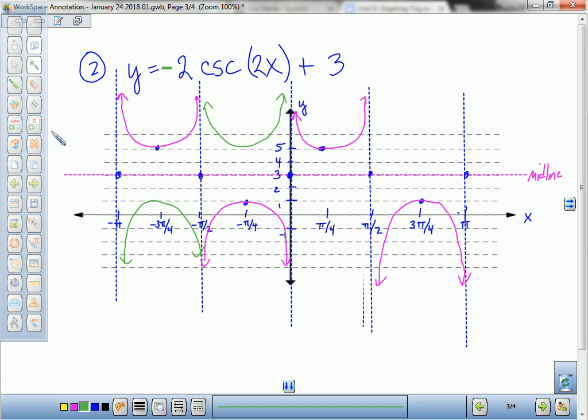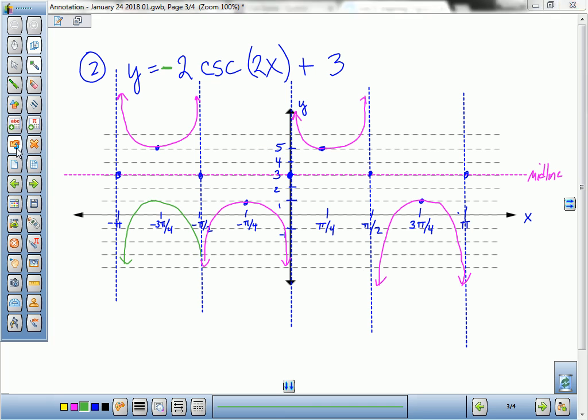Would secant look really similar to that? What do you think? I feel like it would. It does. With secant, which function is the reciprocal function? Cosine. So you would do the exact same thing, except you would be using cosine instead of sine. Everything else would work the same.